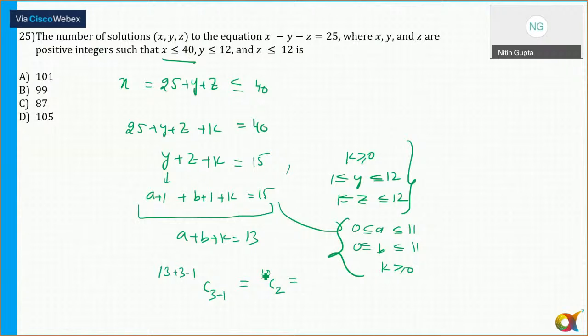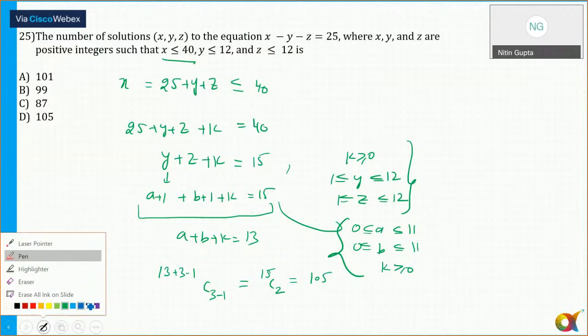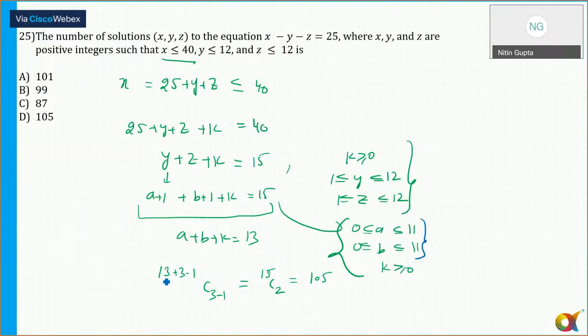What is the value of 15c2? Anyone? What is the value of 15c2? 15 into 14 by 2, that is 105. But I need to subtract, I need to take care of all the cases in which any value a and b is coming out to be more than 11.